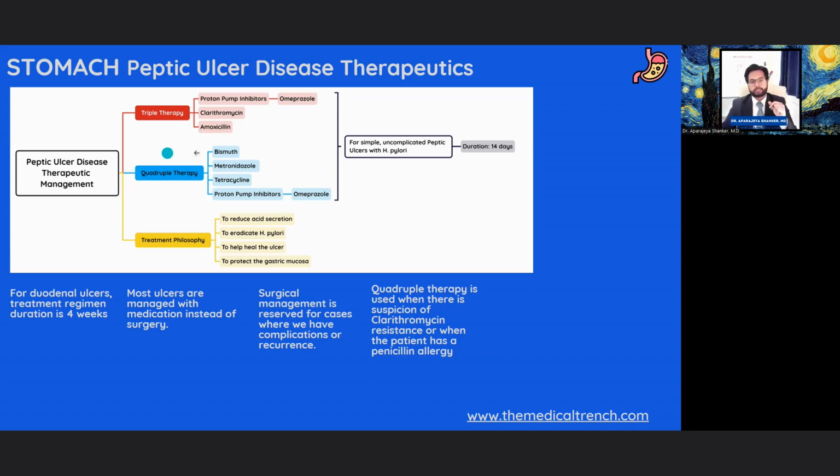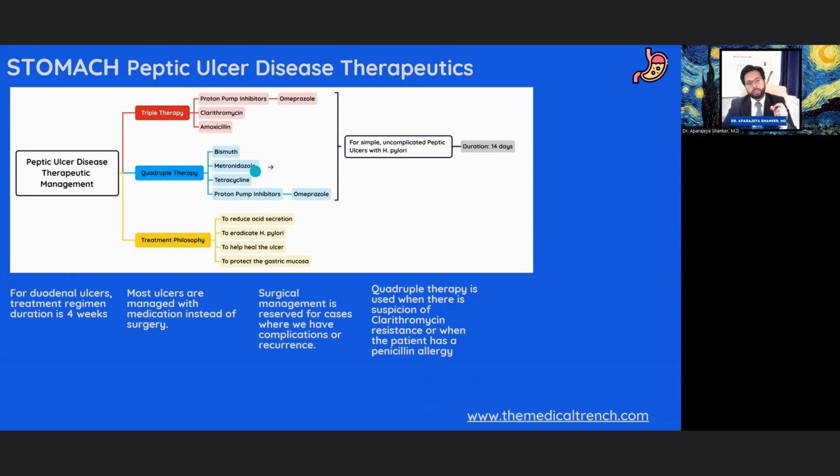Now, quadruple therapy is based on bismuth, which acts as a surface protectant. It protects the gastric and duodenal surfaces from acid, and it helps to protect the mucosa from further damage, right? So in that case, what you do is you combine bismuth with metronidazole and tetracycline, and you add a proton pump inhibitor, such as omeprazole. And you continue this therapy for 14 days for gastric ulcers, which are non-complicated, right? And in those patients in which you suspect that there is a duodenal ulcer instead of a gastric one, you do it for 4 weeks, right?